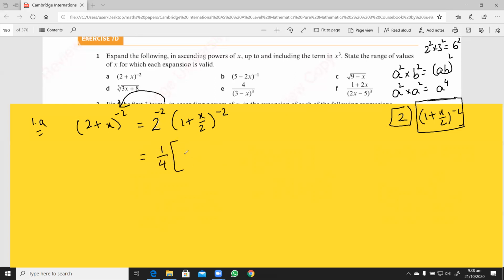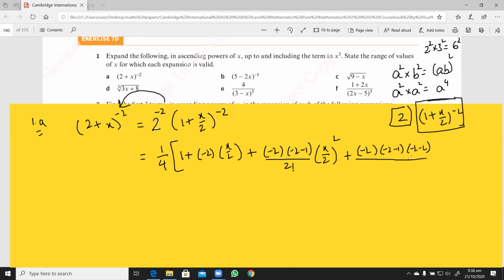Now, you should immediately change this 2 raised to power -2 as 1 over 4. Okay? And now this is going to be 1 plus nx plus n into (n minus 1) over 2 factorial into x squared. We have to go up to x cubed. Then we have -2, n into (n minus 1) into (n minus 2) over 3 factorial into x cubed and so on.